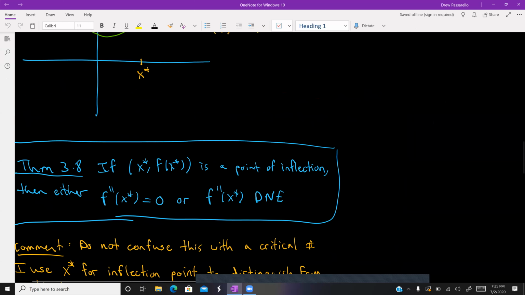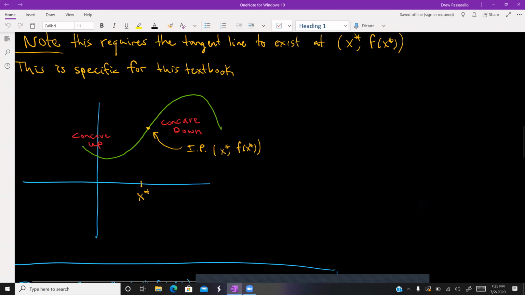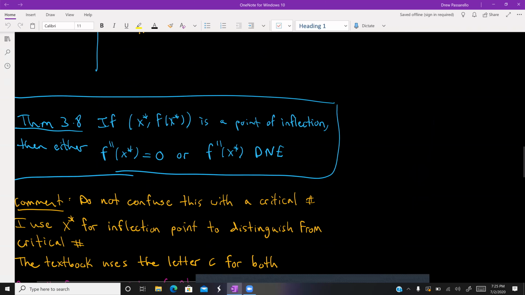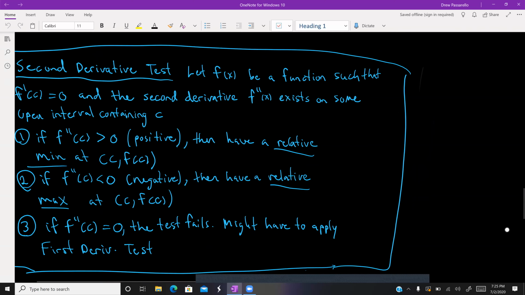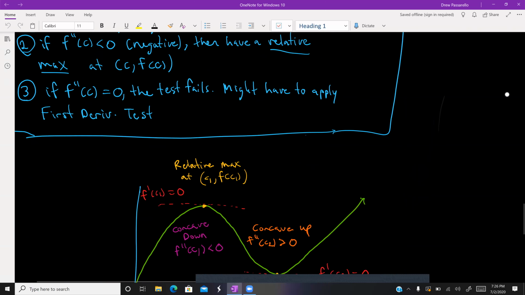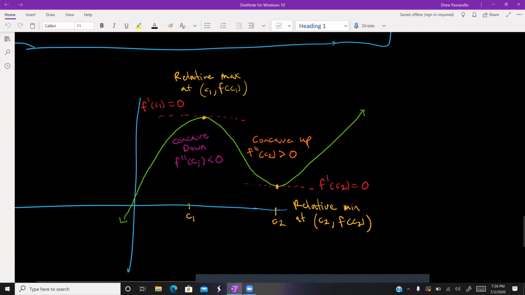So for inflection points, we'll be determining that in some examples, like here, the point where it's switching from concave up to concave down. And then last, we'll be dealing with examples where we apply the second derivative test, which is a separate thing from inflection points, determining where these relative mins and maxes occur.